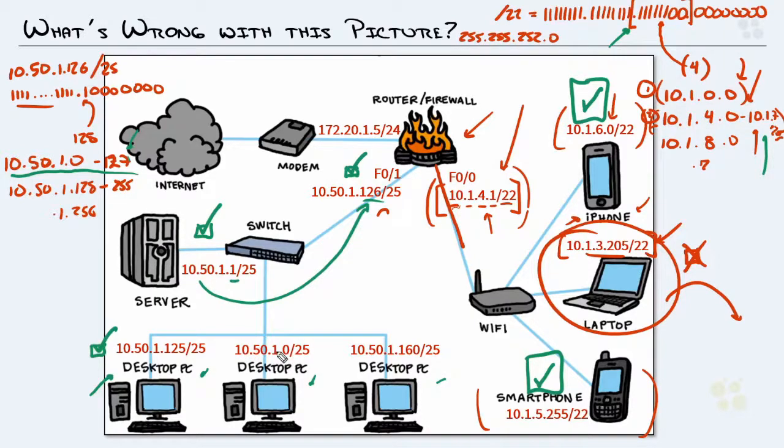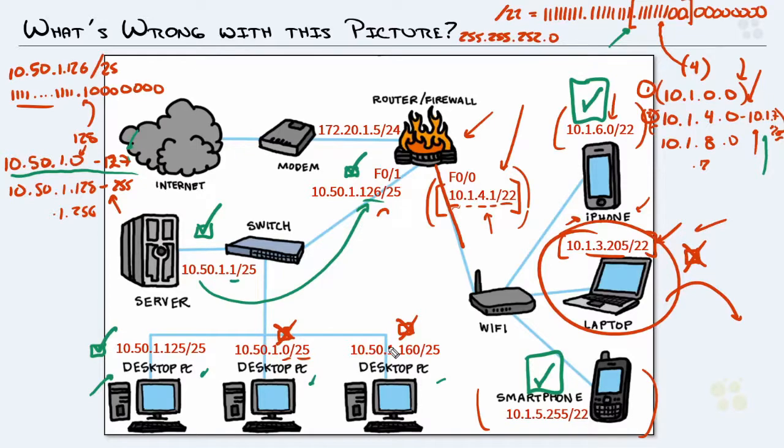How about this guy? 10.50.1.0. And burn. Immediately the alarms go off because I know this is a /25. So the .0 does represent the network. So that does not work. That is a fail because you can't assign the network ID of the network to a device. That belongs in a routing table. Look at this guy. Also wrong. Why? 10.50.1.160 is in this subnet. Same issue as this guy right over here.